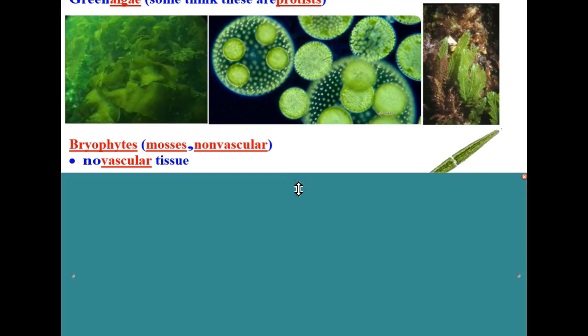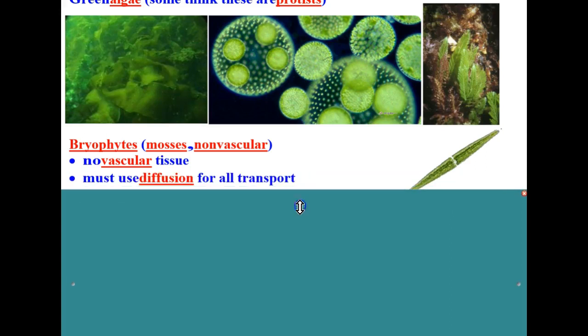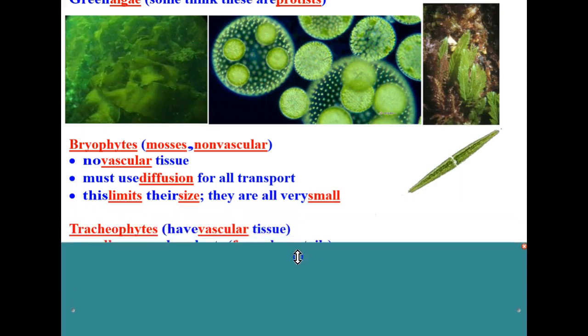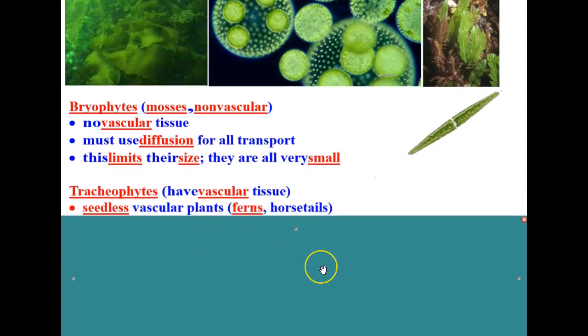They have no vascular tissue. They must use diffusion, which you learned about earlier, for all transport. That means materials moving from a high concentration to a low concentration. And because they're non-vascular, this limits their size, and so they are all very small in size. The opposite of the bryophytes are the tracheophytes, the vascular plants. They have vascular tissue. We have the seedless vascular plants, such as the ferns and horsetails. These use spores to reproduce.